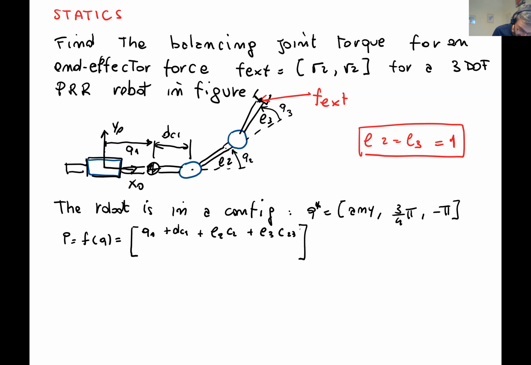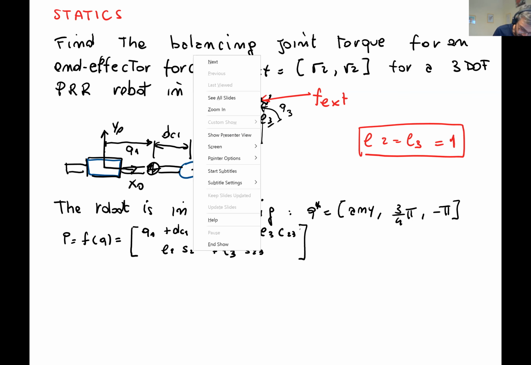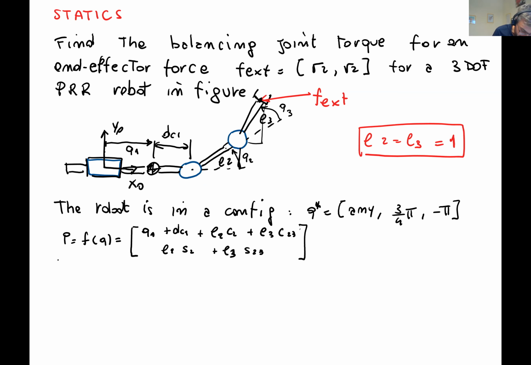Then the second component, the y component: the first joint doesn't have any contribution, and we have only the contribution due to the second joint, with a sine, this segment, and then this other segment, which is L3 times the sine of q2 plus q3. Then if we compute the partial derivative of this, we get the Jacobian.